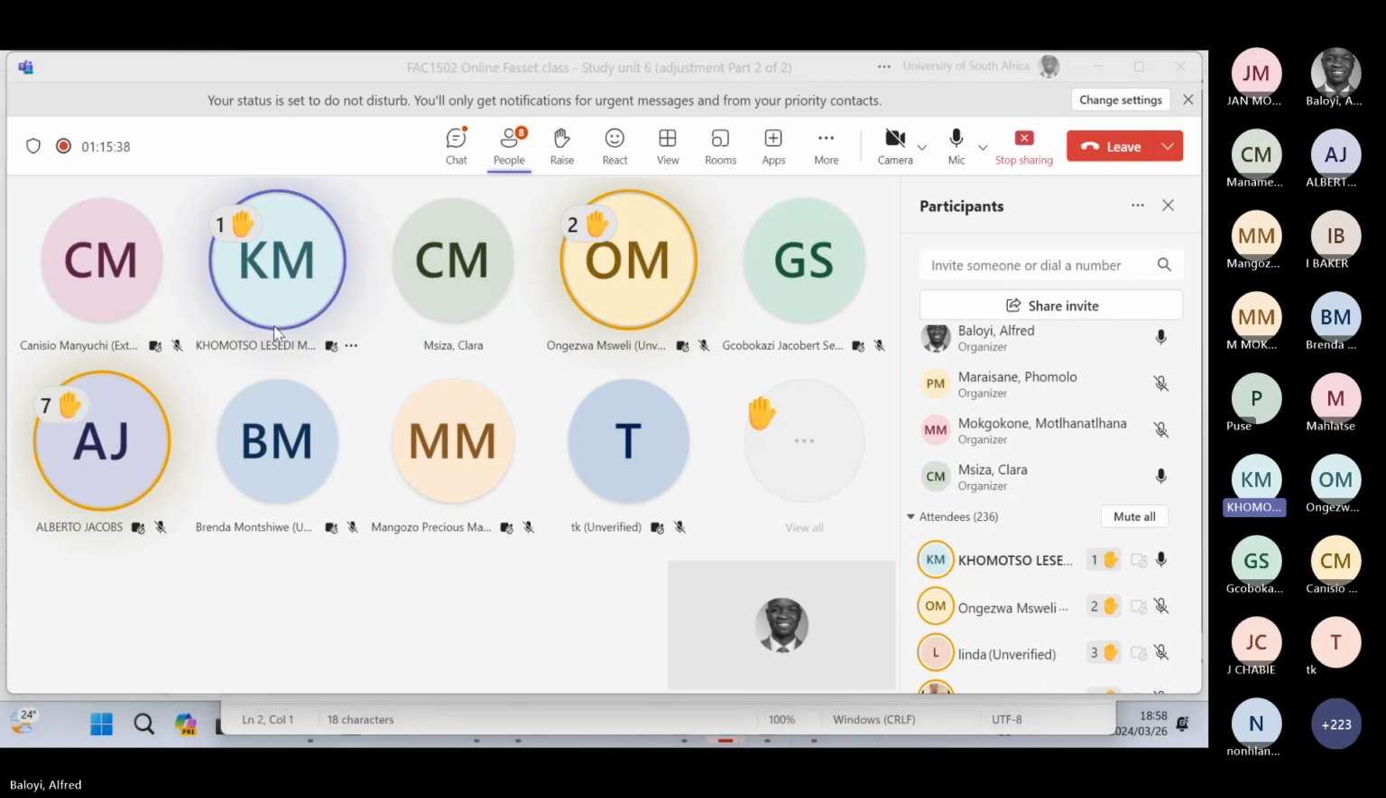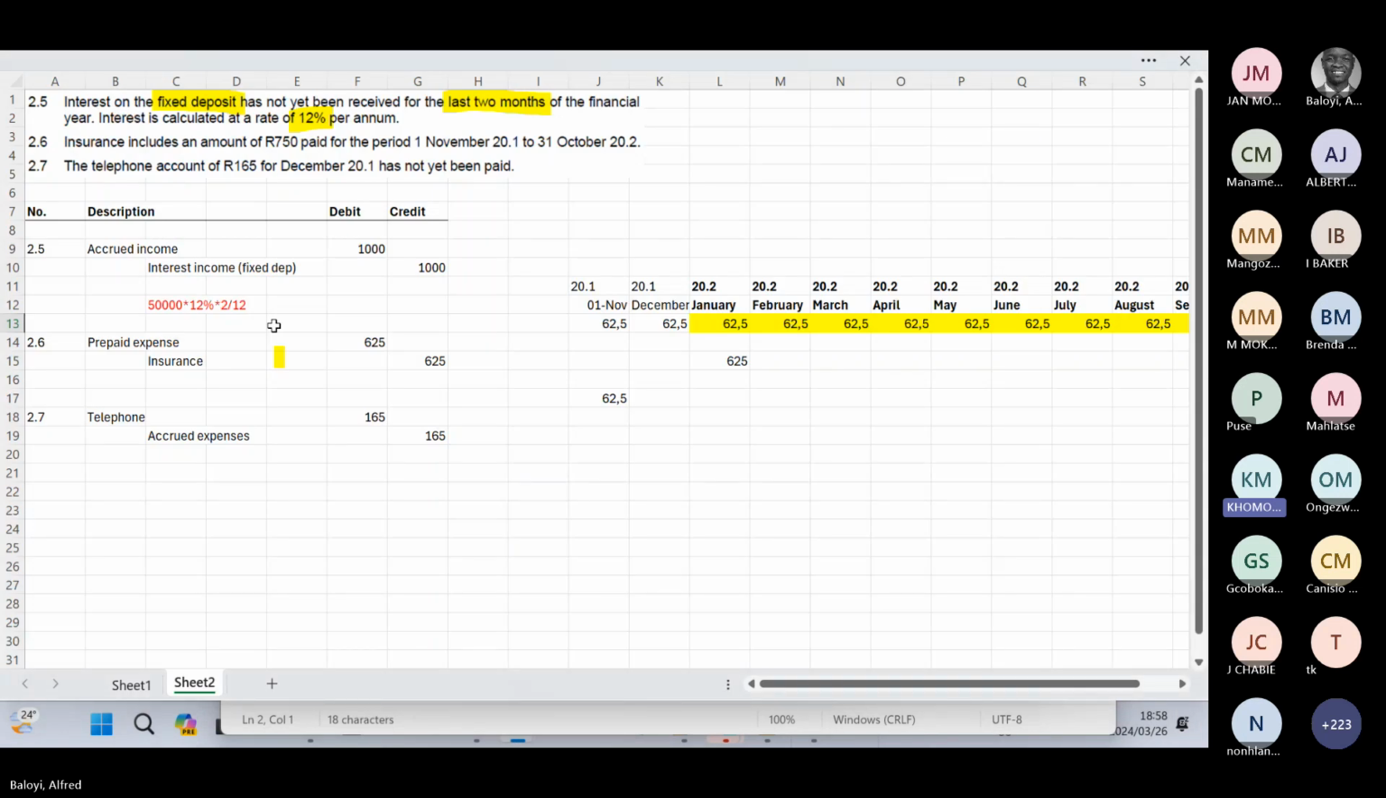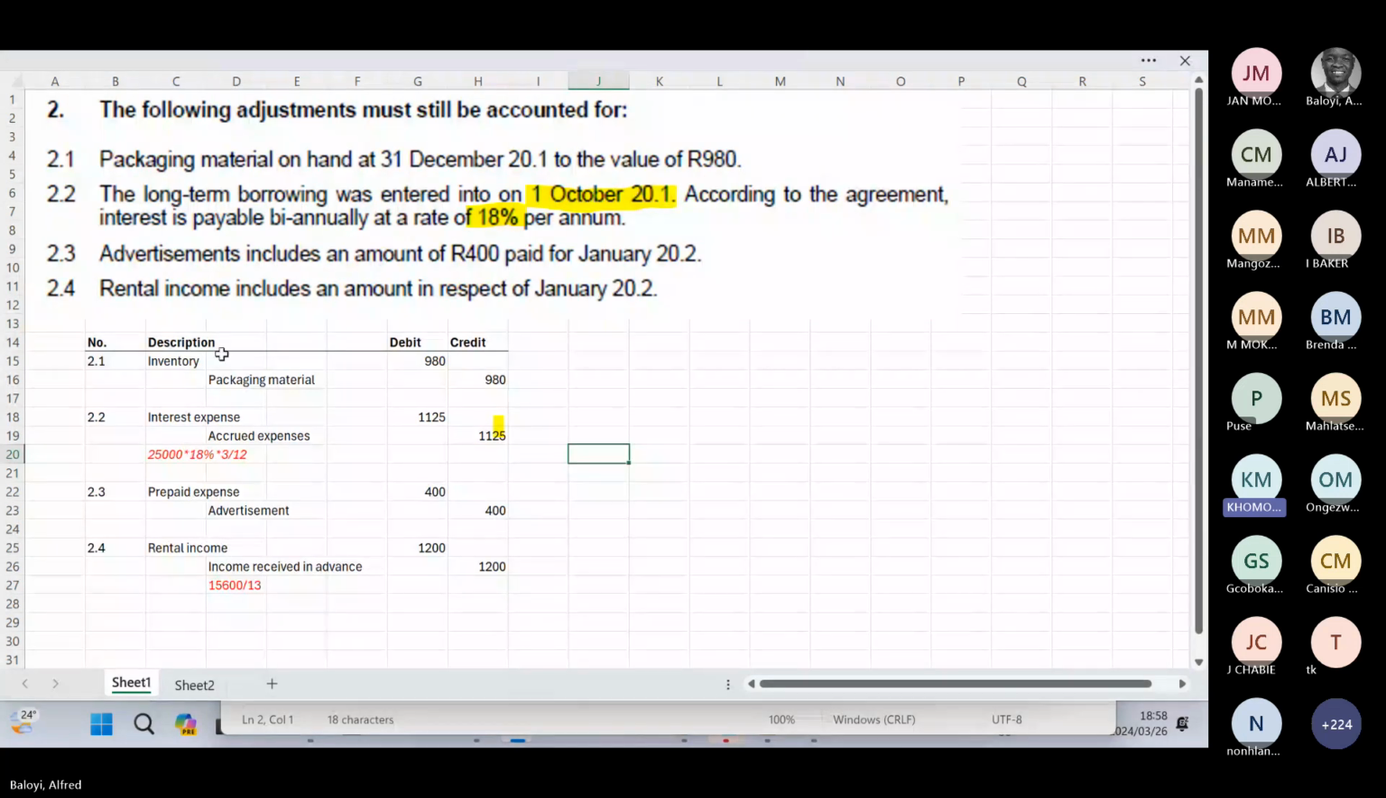Evening. I just wanted to ask about the 2.2, is it biannually? Does that have an impact on our borrowings? No, it doesn't, especially for this question, because if you look at biannually, it's 6 months, and we are reporting on 31 December: October, November, December. It's within 3 months, so it doesn't have an impact on this calculation.